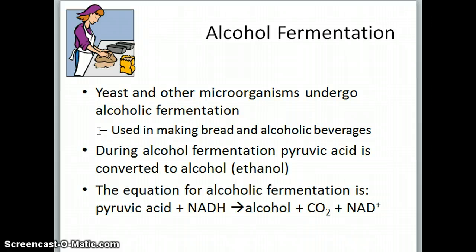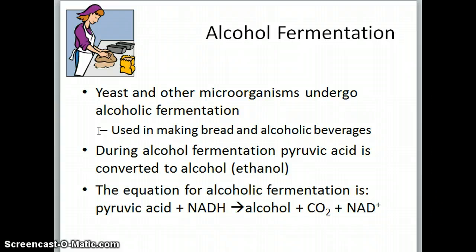Alcohol fermentation happens in yeast and some other microorganisms. Have you noticed all those holes in your bread? They're actually the product of alcohol fermentation. When making bread, yeast, warm water, and sugar are first combined. Once the yeast has begun eating a good meal, flour is added. The yeast get trapped in the flour and run out of oxygen, so it begins undergoing alcohol fermentation.